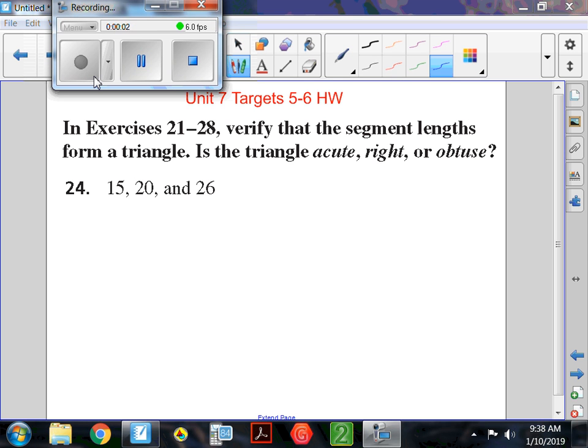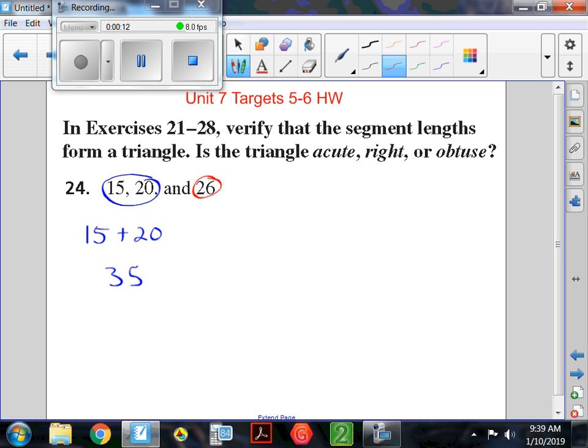For number 24, to determine if the three sides form a triangle, we're going to take the smaller two sides, 15 plus 20, that equals 35. We want to compare that to the third side. The third side is 26. Because the two smaller sides added together are greater than the third side, then yes, these three sides form a triangle.